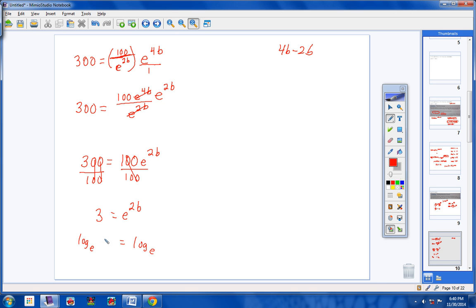Bring down your 3. Bring down your e to the 2b. Now, log base e of 3 is the same thing as natural log of 3. Over here, whenever your base matches your base, everything's gone except the exponent. So divide both sides by 2, and now we know what b equals. Natural log of 3 divided by 2 equals b.